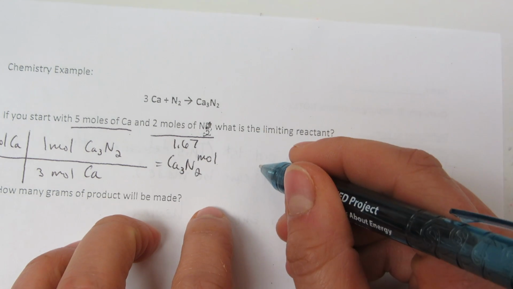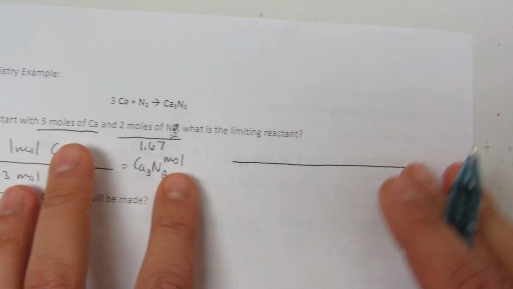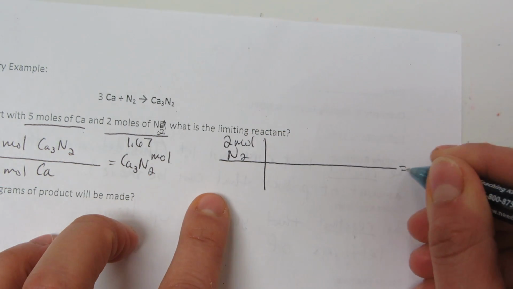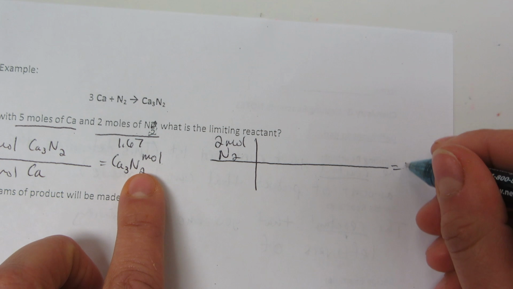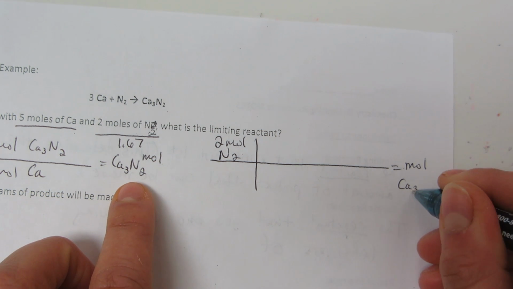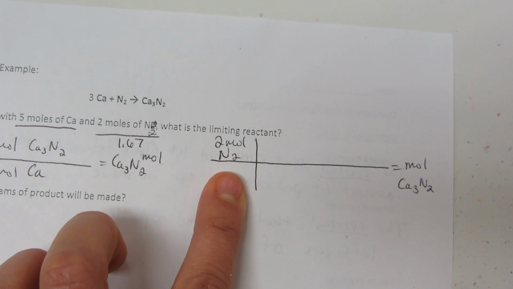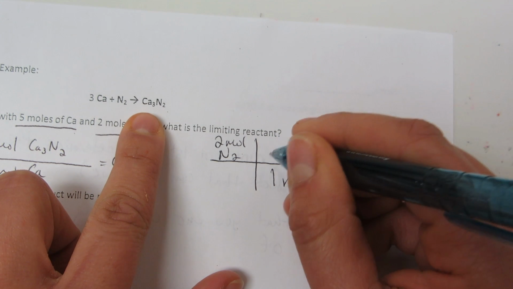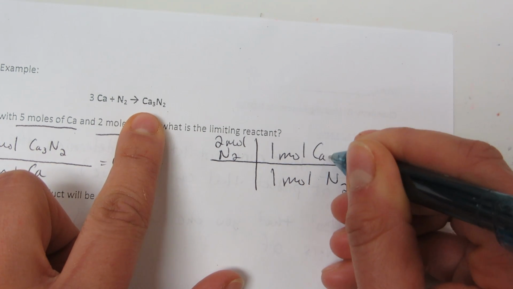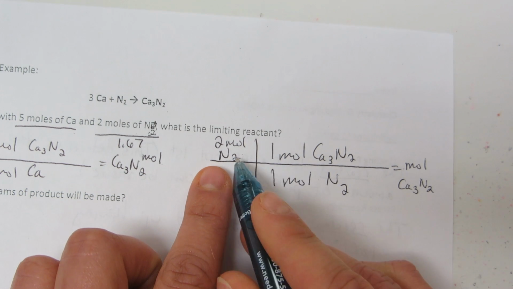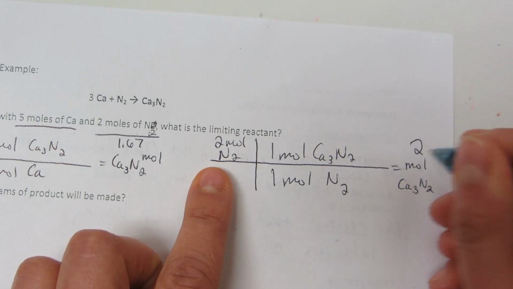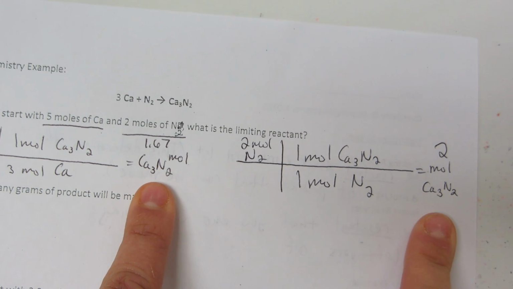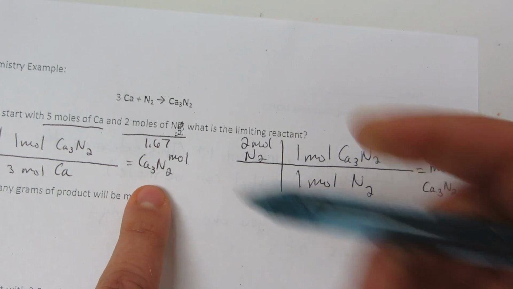Let's see the other reactant, the nitrogen. If you have 2 moles of nitrogen, how many moles of the same product, because we want to compare them, how many moles of the calcium nitride could you make with this reactant? In the reaction, for every 1 mole of nitrogen, that makes 1 mole of calcium nitride. So 2 times 1 divided by 1 is 2. Here I'm looking at my products. Which one's smaller? Well, 1.67 is smaller than 2, so I'm only going to be able to make this amount.